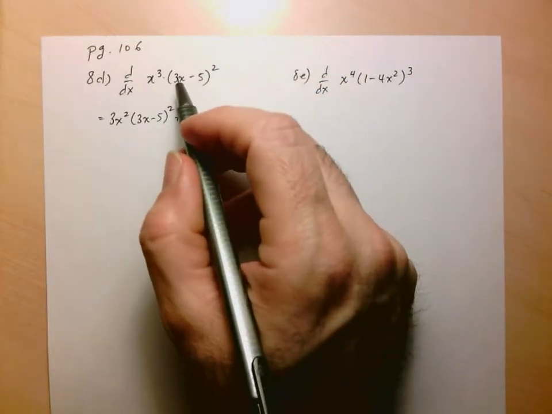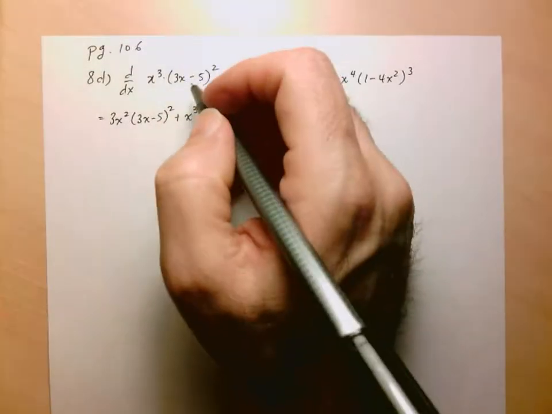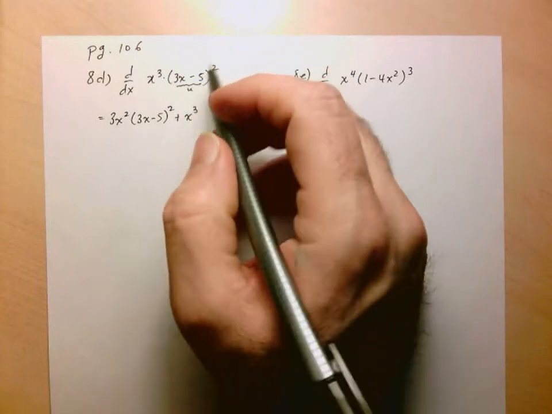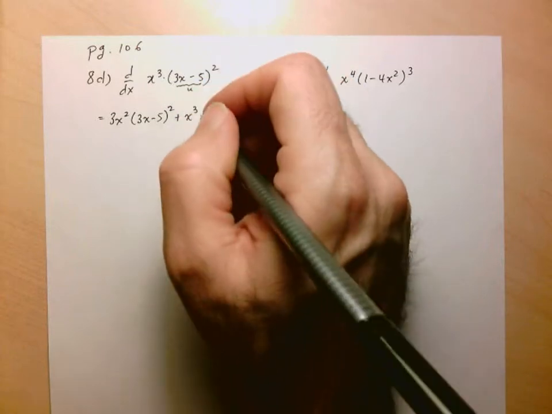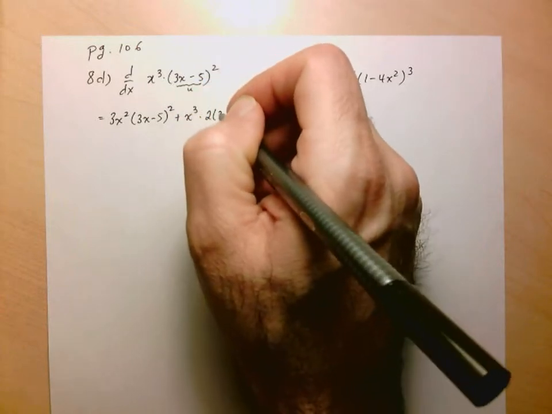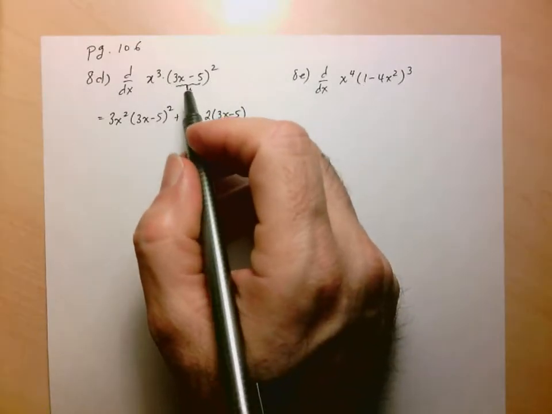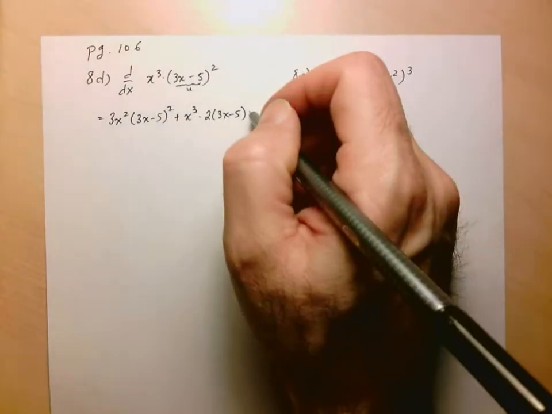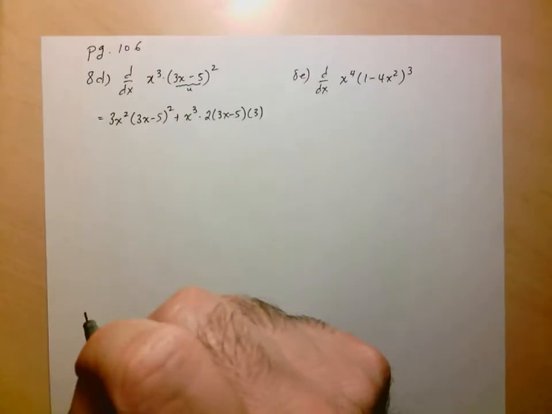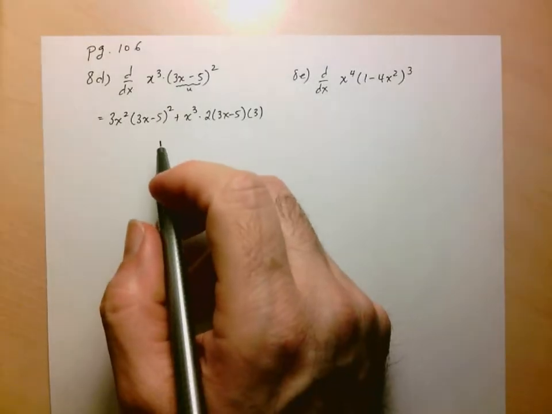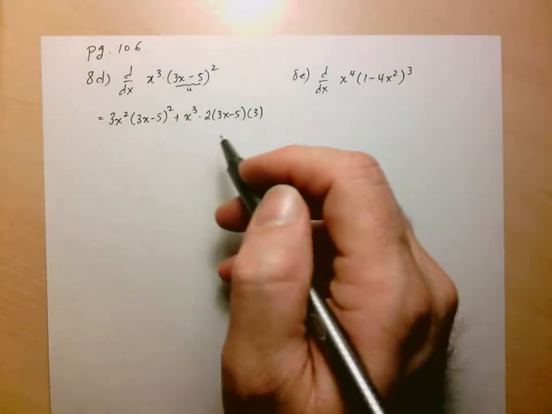In finding the derivative of the second function, I realize I'm going to have to use the chain rule. This is going to be my u. The derivative of u squared is just 2u, so I'm multiplying this by 2 times 3x minus 5. Then I have to take the derivative of u with respect to x, and the derivative of 3x minus 5 is just 3. Okay, so here's my derivative.